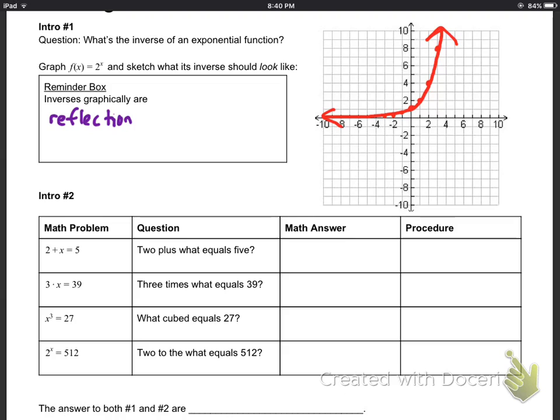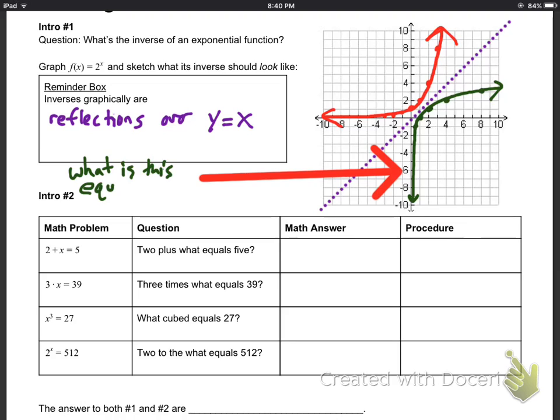And if you remember, inverses graphically are just reflections over the y equals x axis. So I can picture what this is going to look like. Now I could take each point and switch the x and y, so I'm going to plot those points, okay? The purple dotted line is y equals x, and the green one right there is the inverse. Now the question is, what in the world is that function, or what is that equation?